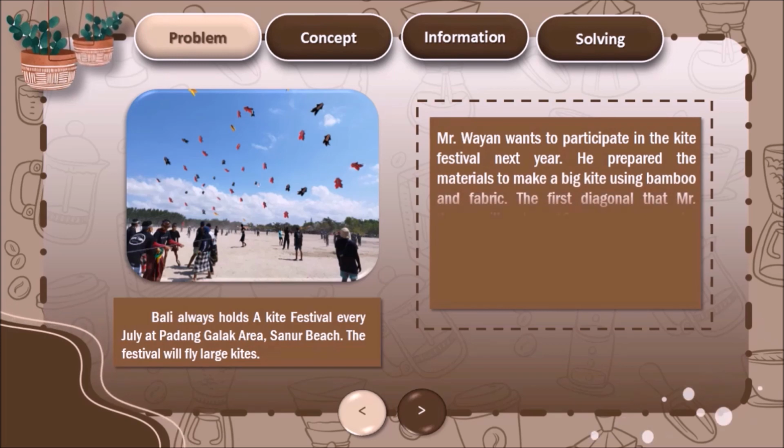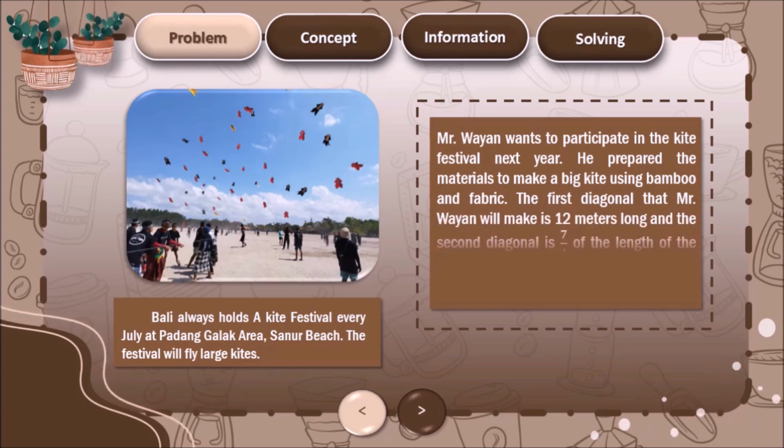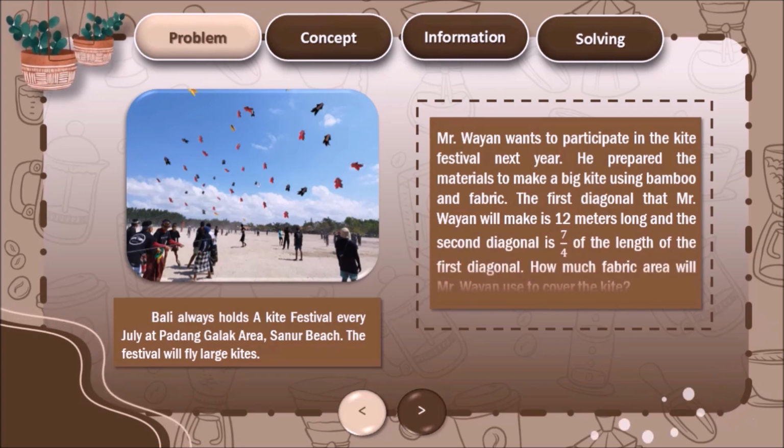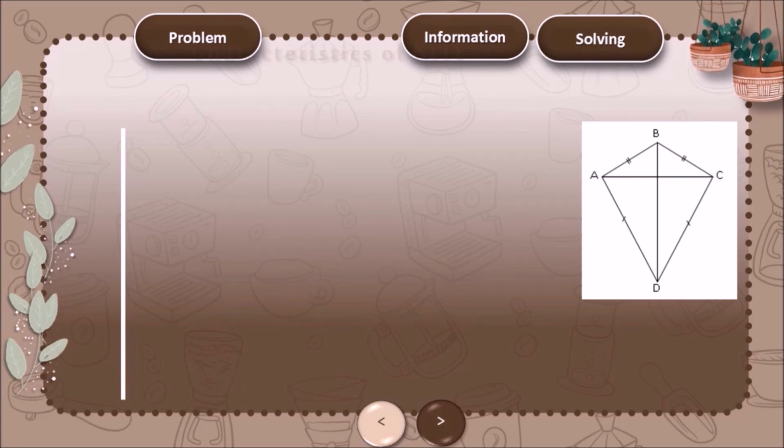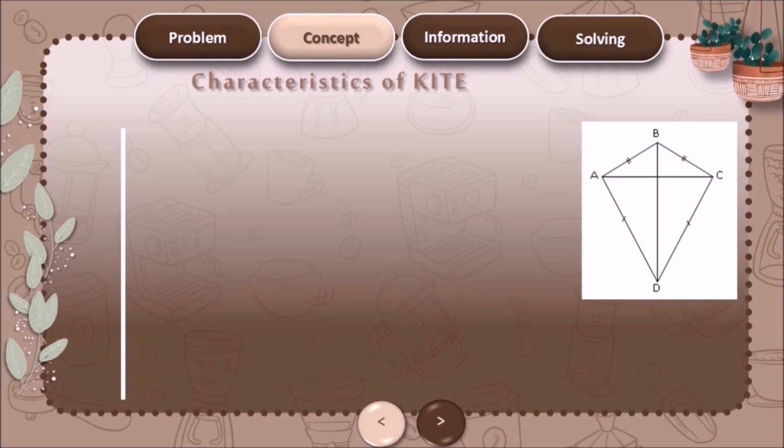The first diagonal that Mr. Wayan will make is 12 meters long, and the second diagonal is 7/4 of the length of the first diagonal. So, how much fabric area will Mr. Wayan use to cover the kite? Let's help solve Mr. Wayan's problem. Before we solve the problem, we must know the concept of plane figures, especially kite.